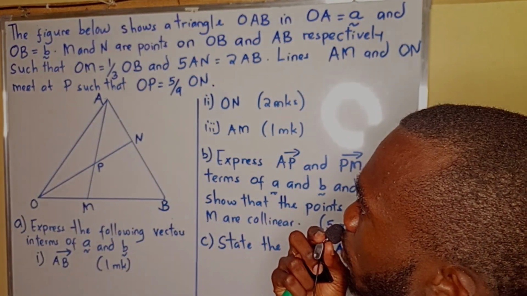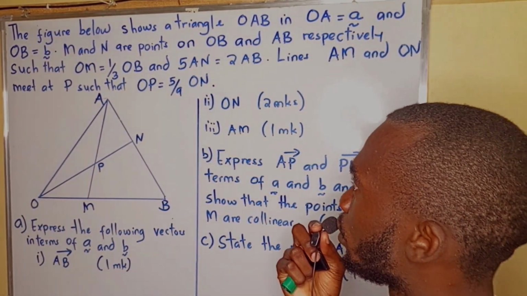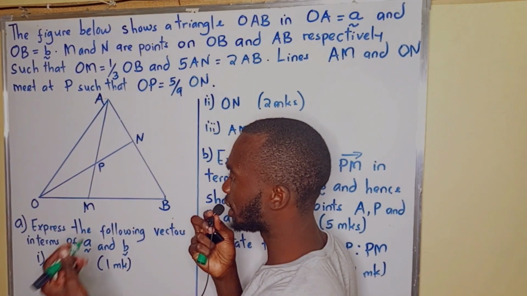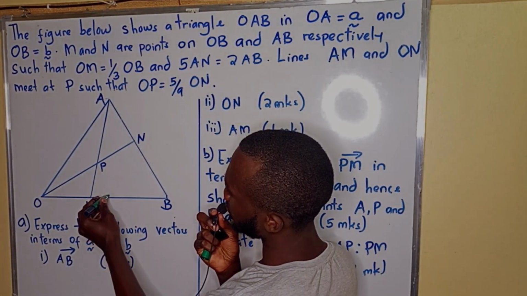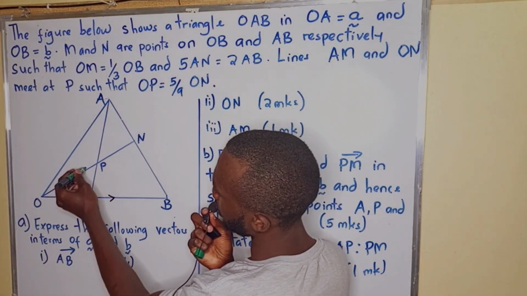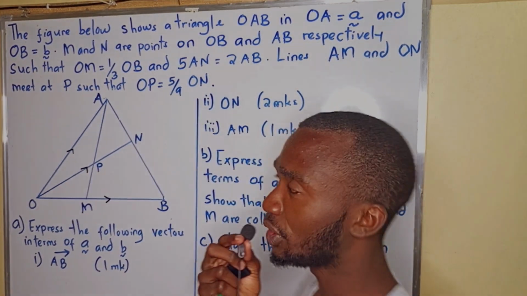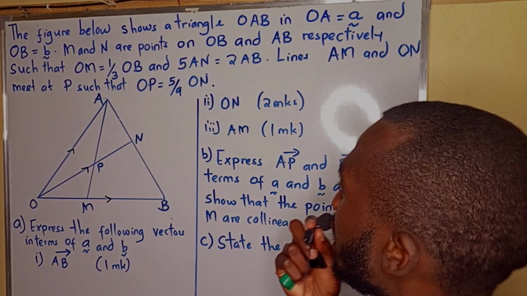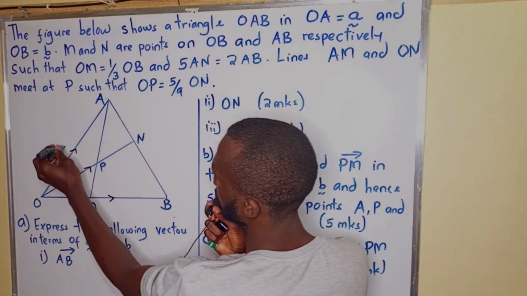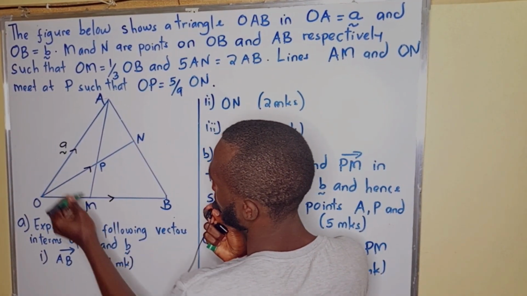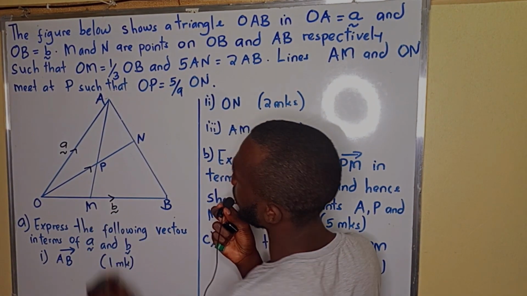So that OP is equal to 5 over 9 ON. So this is the triangle OAB. So this is OB. Then we have ON and OA. Now the question tells us that OA is small a. So these are small a. OB is small b.